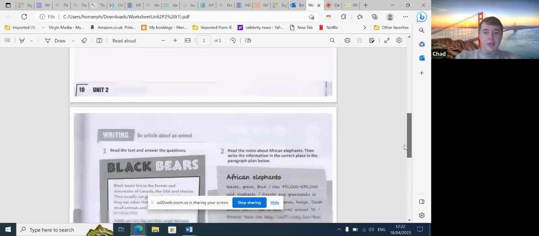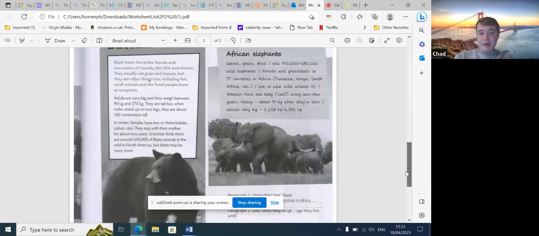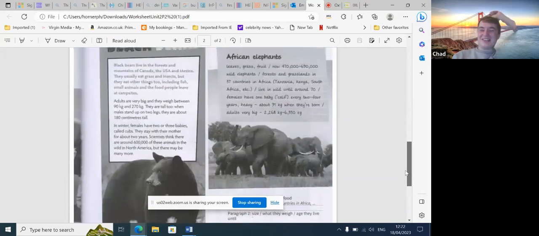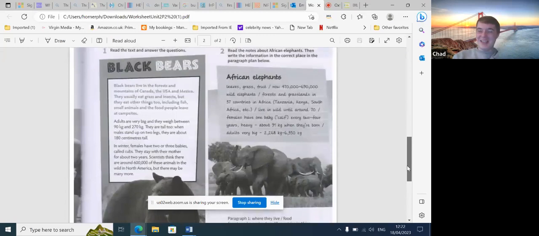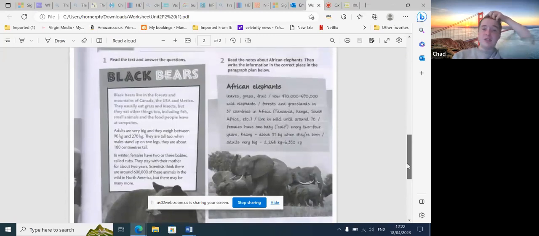Okay. So, here's something about black bears. In the last lesson, we had Mr. Brown Bear, as we called that bear last time. This time it's a real bear. This is a black bear. Tina, can you read the text and answer the questions?